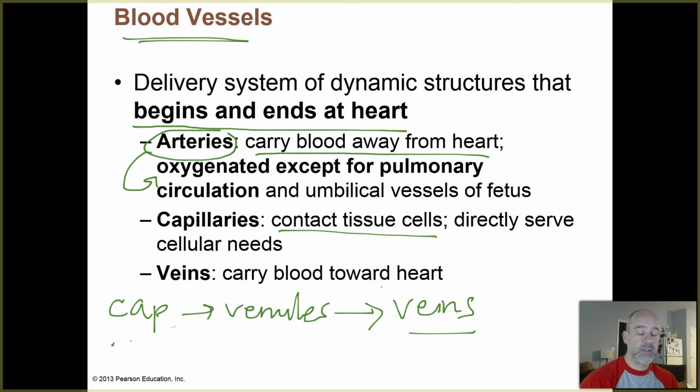So with the systemic circulation, all of the veins in your body eventually dump their blood either into the superior vena cava or the inferior vena cava, or in the case of the heart wall itself, the coronary sinus. Those are the only 3 blood vessels that actually dump the deoxygenated blood back into your right atrium and bring it back to the heart.